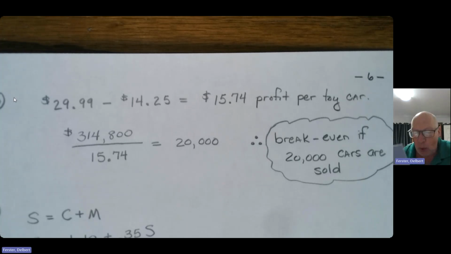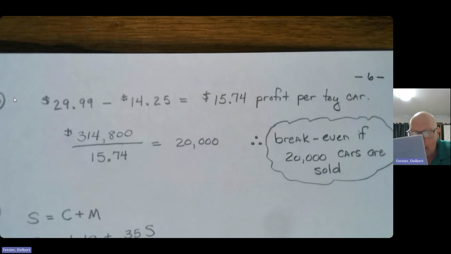So looking at what we've got, it costs us $14.25 to make each of these toy cars, and we're selling each toy car for $29.99. So what we'll find is, in a set, how much profit are we making for each toy car that we sell? So it's the difference in those numbers. So we're making $15.74 profit for each toy car.